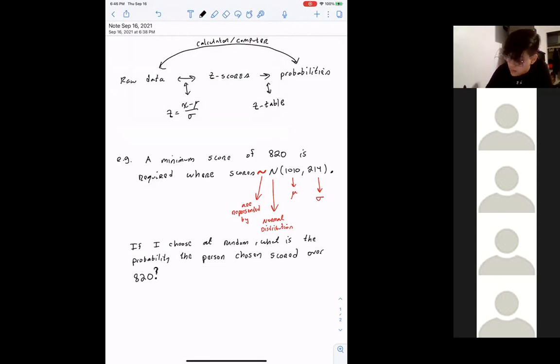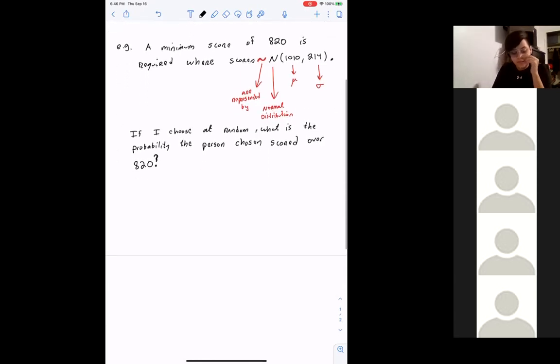So we're told that we have a normal distribution whose mean is 1010 and whose standard deviation is 214. We're told that an 820 is the minimum score necessary to pass. So if I choose a person at random, what is the probability that a person chosen scored over 820?